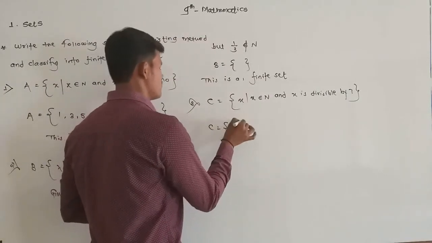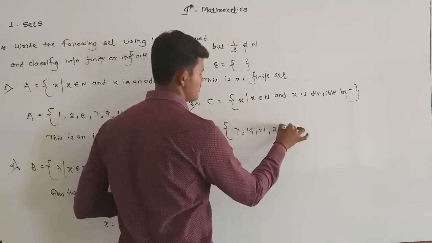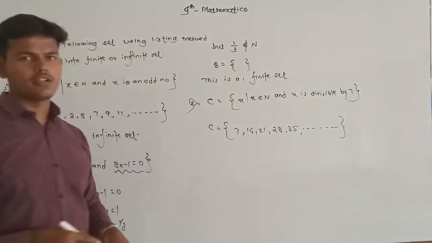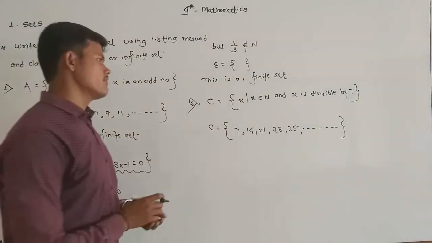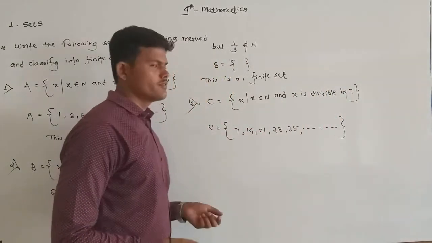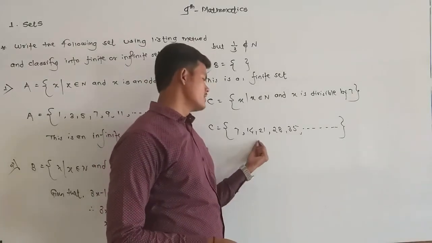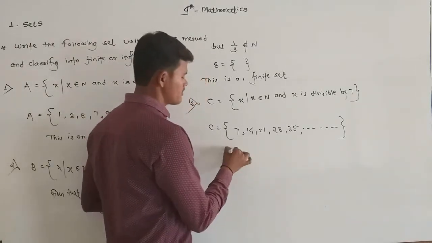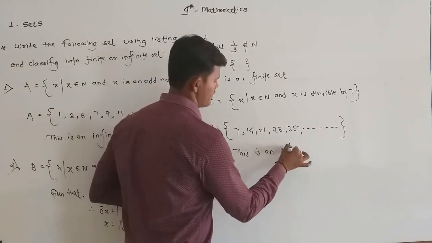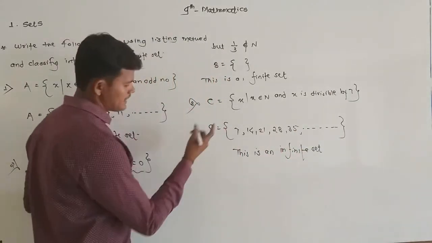So numbers which are divisible by 7 are 7, 14, 21, 28, 35, and it goes up to infinity. There are infinite natural numbers which are divisible by 7. Because no particular condition was mentioned, like the numbers divisible by 7 from 1 to 50 or 100 to 200. No, so this is an infinite set. Let's take another example.